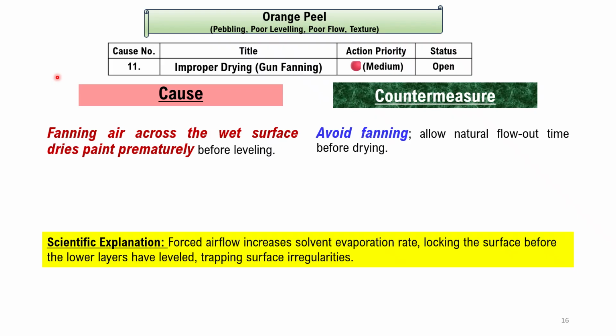The 11th probable cause could be improper drying or gun fanning. Fanning air across the wet surface dries the paint prematurely before leveling. It can be explained as forced airflow increases the solvent evaporation rate, locking the surface before the lower layers have leveled, trapping surface irregularities. Therefore, avoid fanning. Allow actual flow out time before drying.